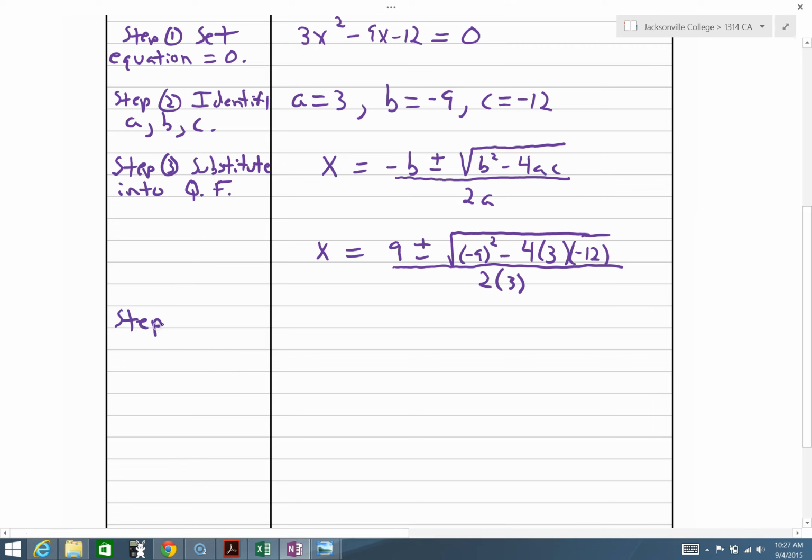Step 4, we will solve and check. Solve and verify. Okay, so x equals, I'm first going to simplify my radicand. That is this number underneath the square root. So negative 9 squared is 81. 4 times 3 is 12. 12 times negative 12, I should say in this context. Negative 12 times negative 12 is 144. 81 plus 144 is 225 underneath the square root.